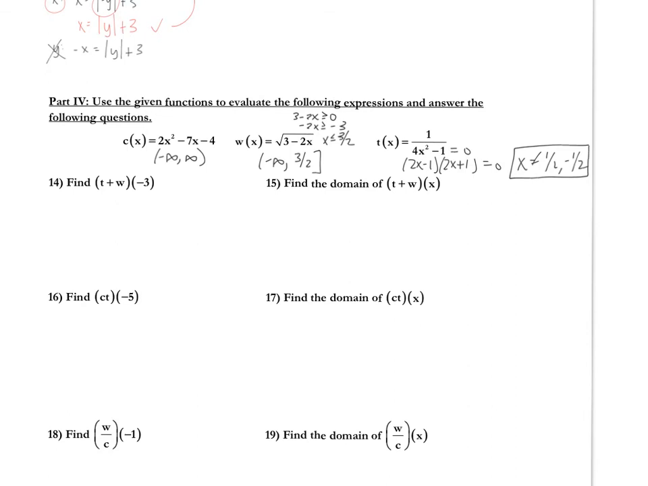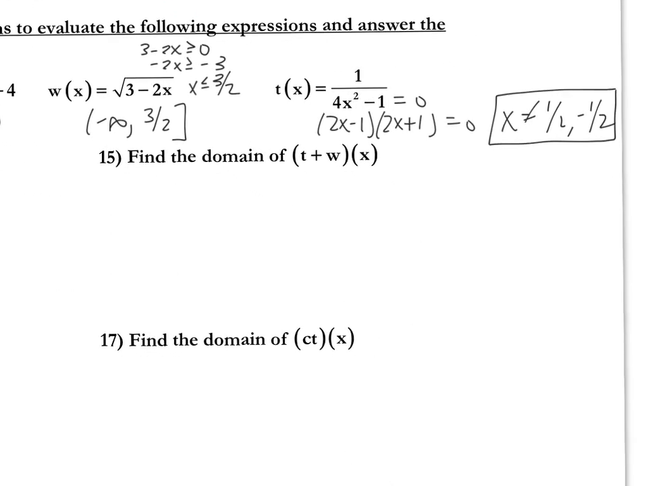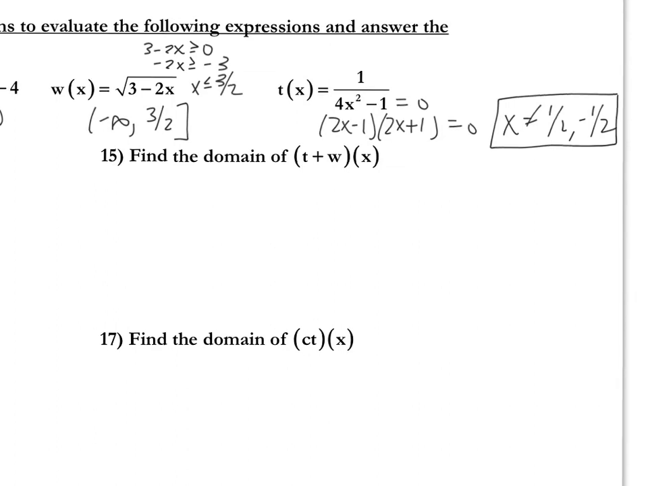So the domain of t and w. What I have to do there is take my rules for the t function, which mean I can't use positive 1/2 and I can't use negative 1/2. And I also have to take the rules of the w equation, which means I can only use numbers less than or equal to 3 over 2. And I have to combine this set of rules and this set of rules. So think about the number line. We can go to the left forever, and we have to stop at 3 over 2, and we have to skip negative 1/2 and positive 1/2 along the way. That is the combination of all the rules of t and w.